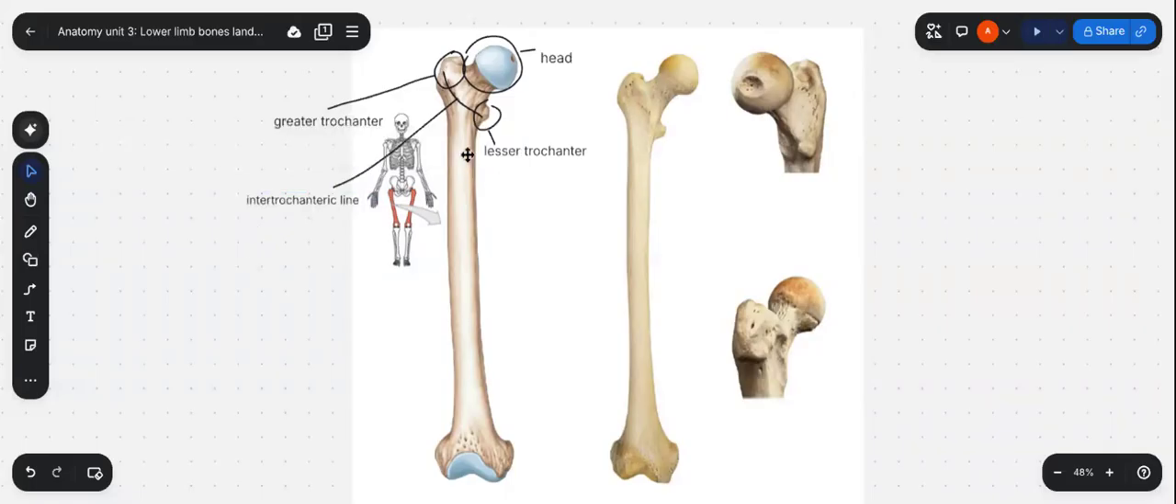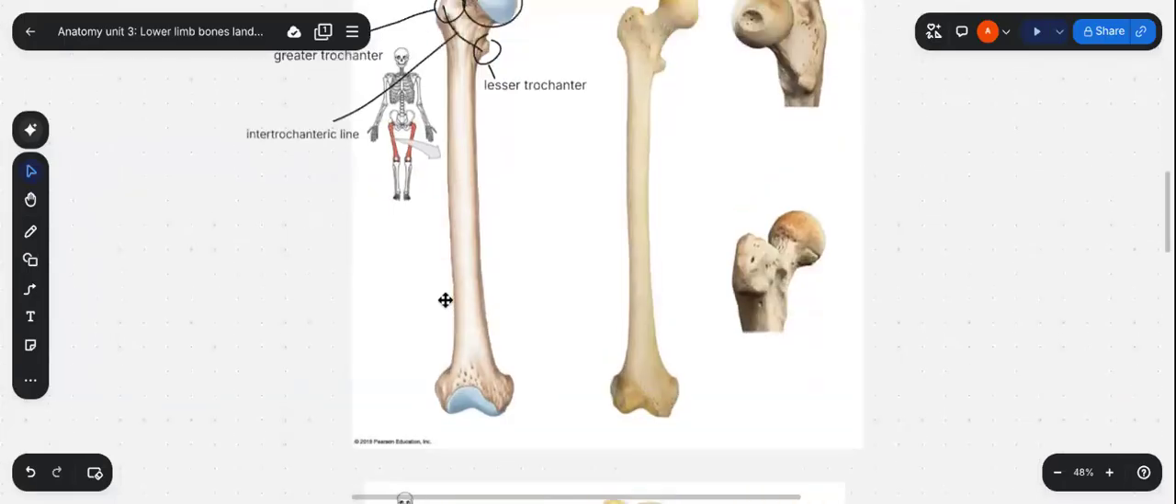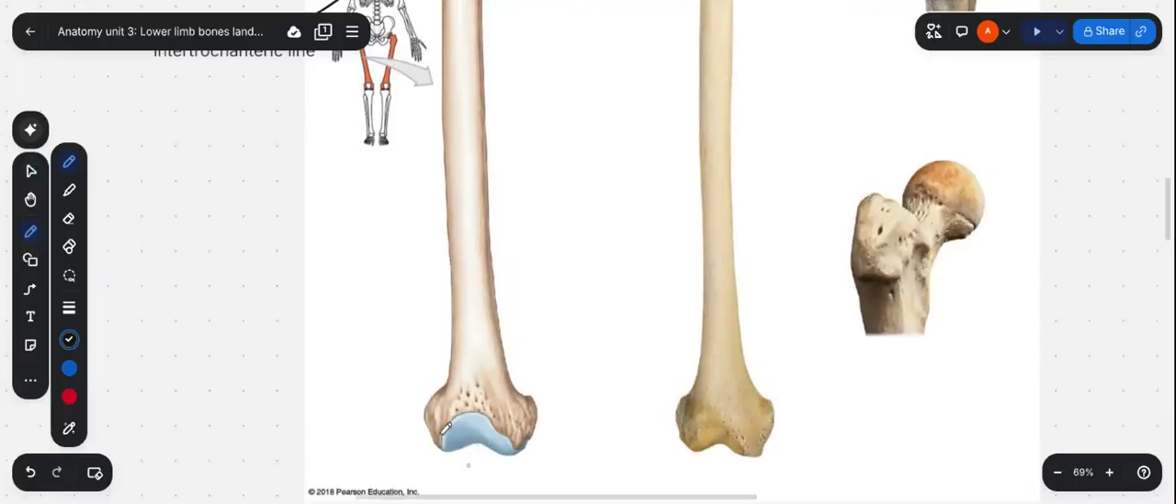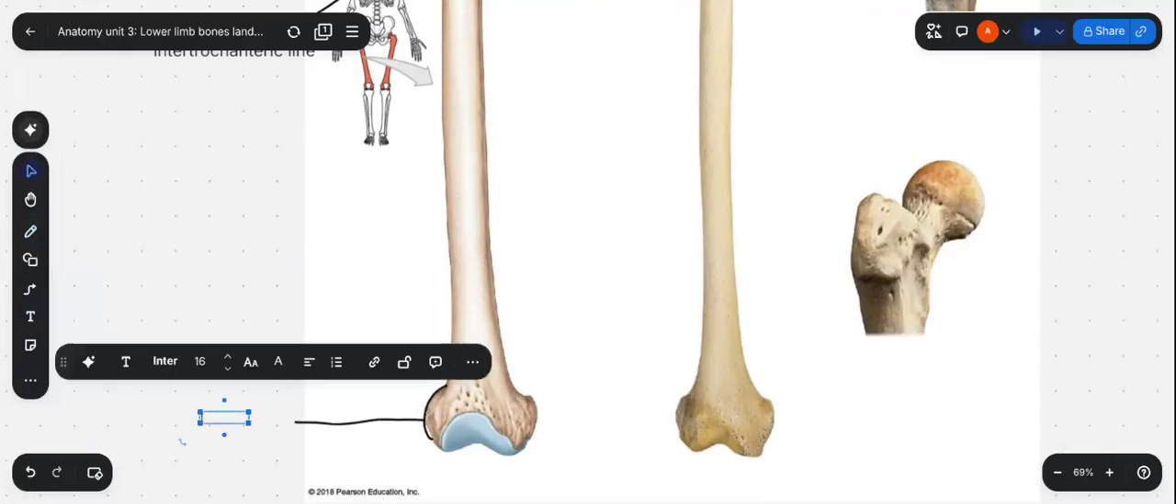Then you have the shaft of the femur, obviously, and then we're going to take a look over here at the bottom of the femur. So the first part is your lateral epicondyle, which is this side projection over there. And it is the lateral one because it is on the lateral side.